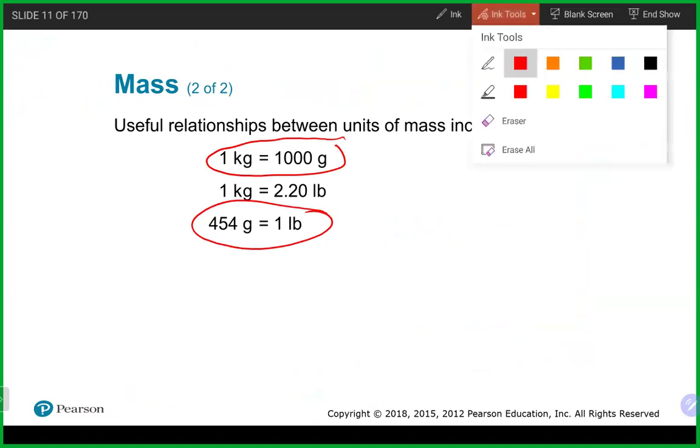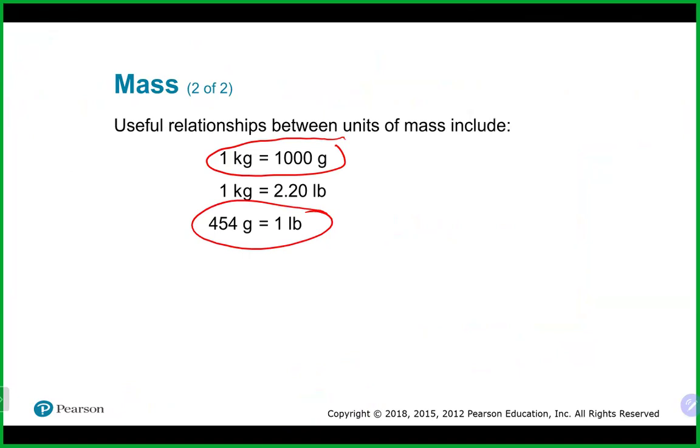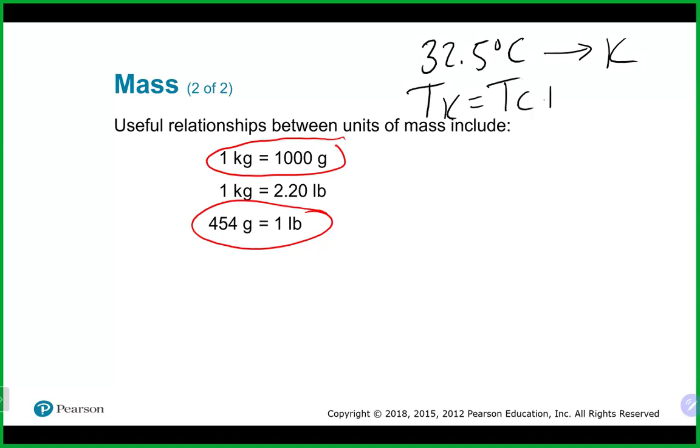So let's just say that we had 32.5 degrees Celsius, and we want to know how much that is in Kelvin, or what is the value in Kelvin. So we would take our formula, which is the temperature in Kelvin is equal to the temperature in Celsius plus 273. We'll go 32.5 plus 273 equals, on our calculator, 305.5 Kelvin in this case.